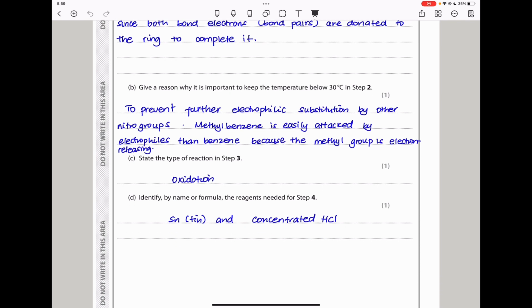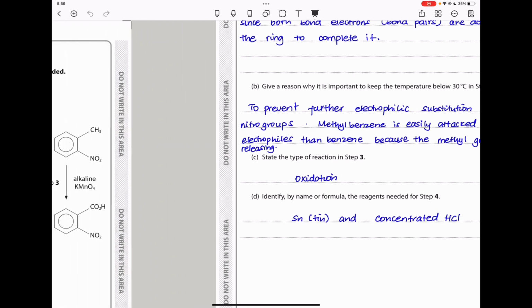Part C says, state the type of reaction in step 3. Let us go back a bit here.